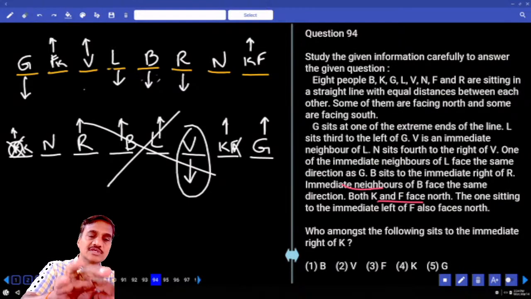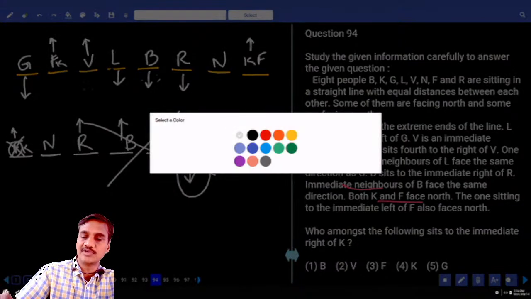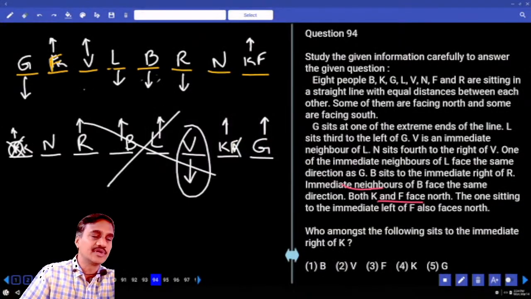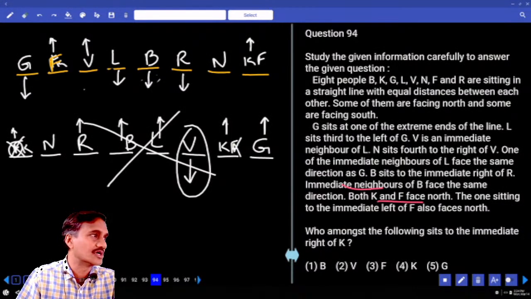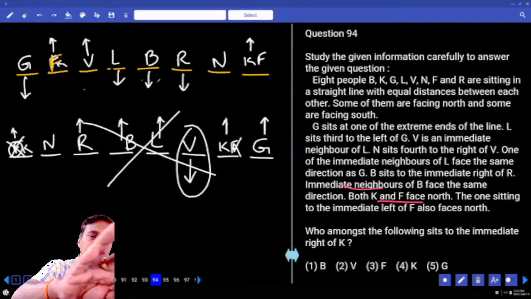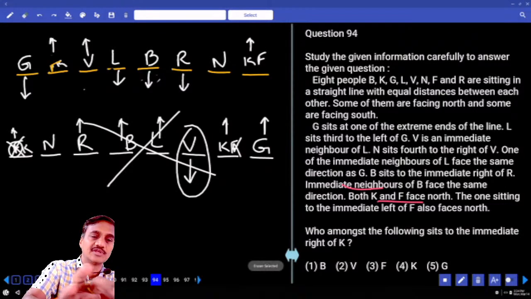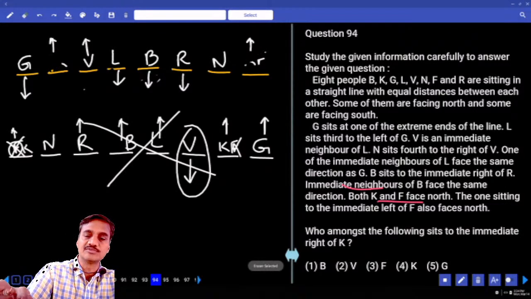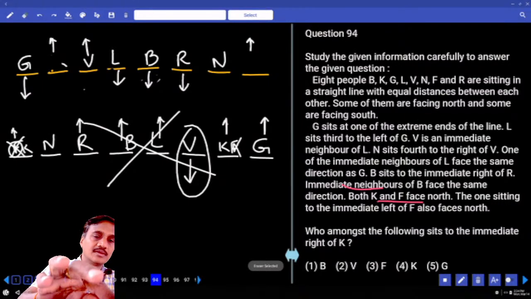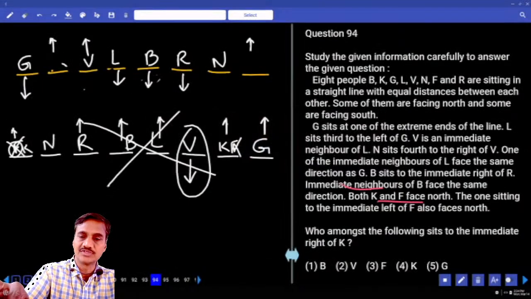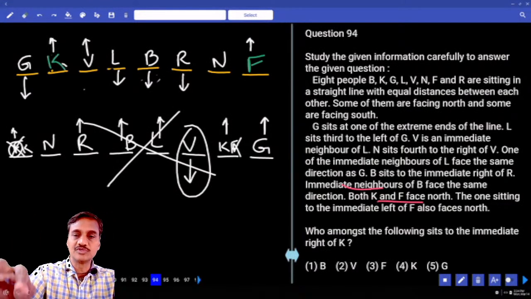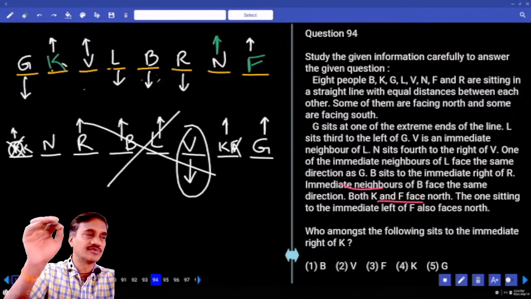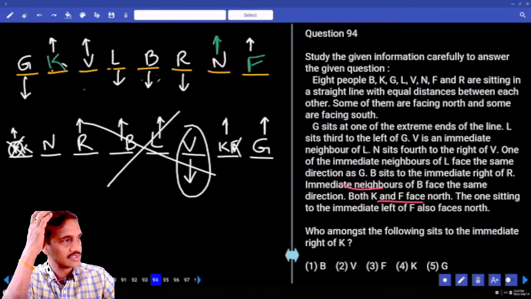And in the first case, can you take F at this place? If F is here, who is the immediate left of F? G. G must also be facing towards north, not possible. Hence F cannot be here. As F cannot be here, where should F be? F must be at the right end. Done with this? Now F is here, then K will be here. Now F is facing towards north. One of the immediate neighbors of F is N, who is also facing towards north.